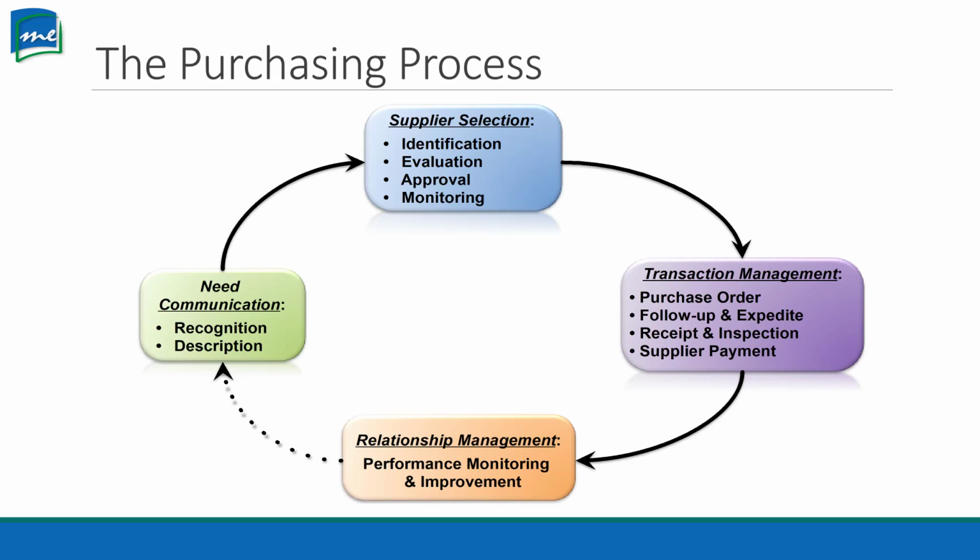Then we move over to supplier selection. We go through those, and then we do the transaction where we're actually making the purchase. Then we manage the relationship where we're managing performance and we're trying to improve performance. And then the cycle starts all over again. So let's start with need.